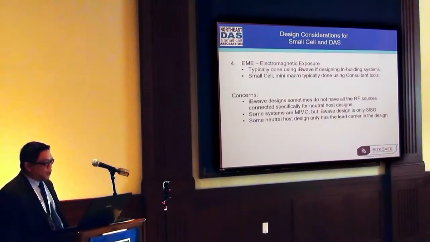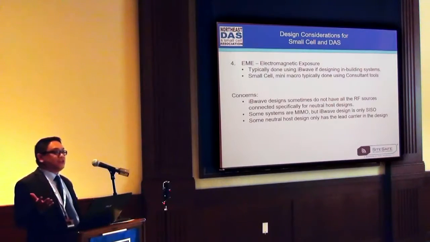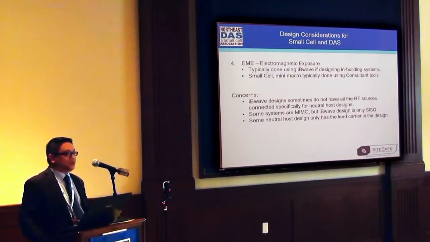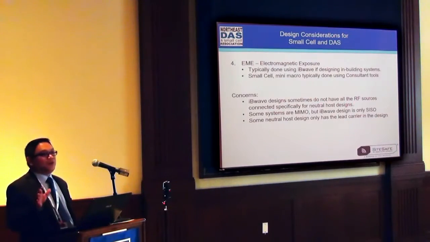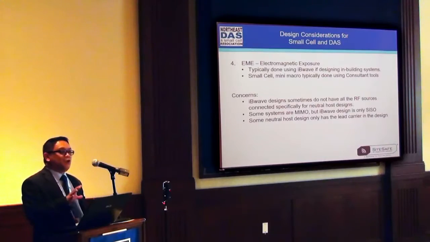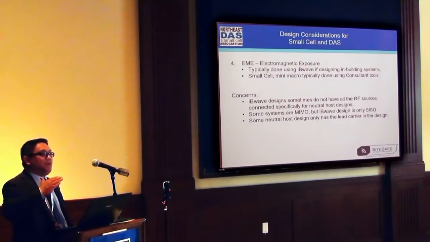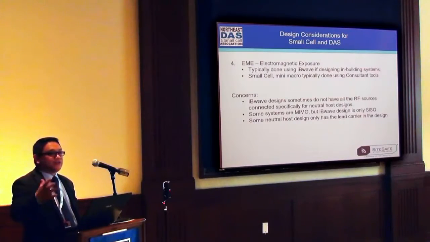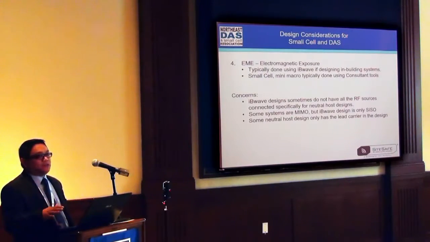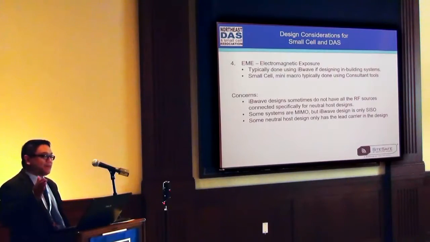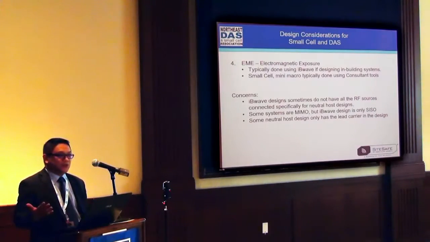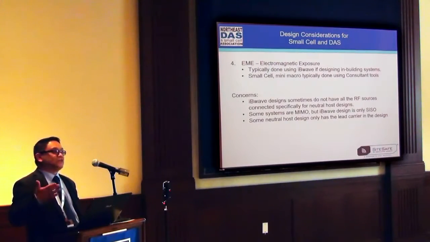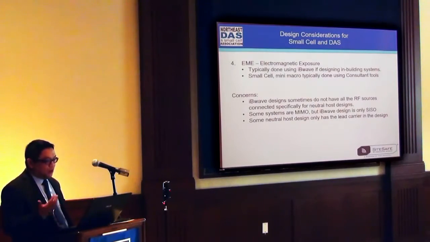However, we have a couple of concerns, based on some of the studies we've seen from our customers. One of the things we have seen is that some of the iBwave designs do not have all the RF sources connected. What do I mean by that? Because there's limited time in doing designs, typically they make a representative configuration of the design, so it's not a complete design. The other thing we've seen is that some systems are deployed as MIMO, but the design only shows SISO. The problem with that is you're not totally depicting what is required for RF compliance.